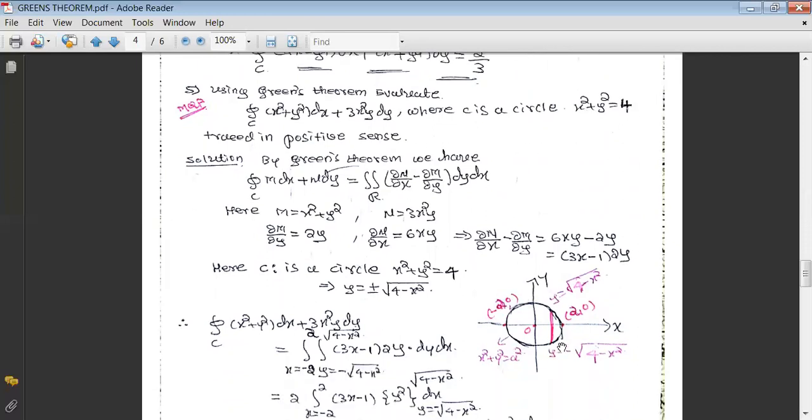Therefore, the curve x square plus y square equal to 4 is a circle with center at the origin and radius 2. Radius 2 means here at this point it is minus 2 to plus 2, and that is the reason, or circle we can say.